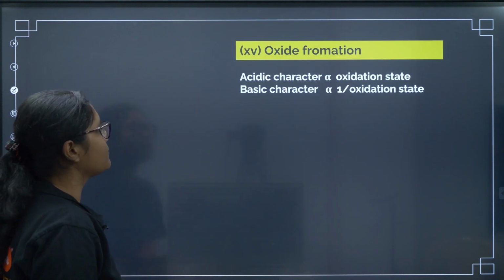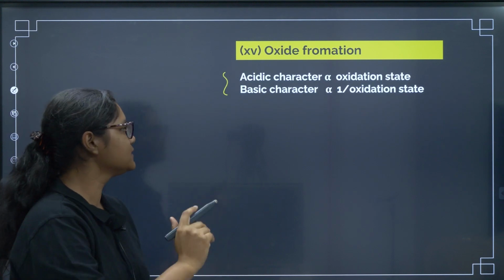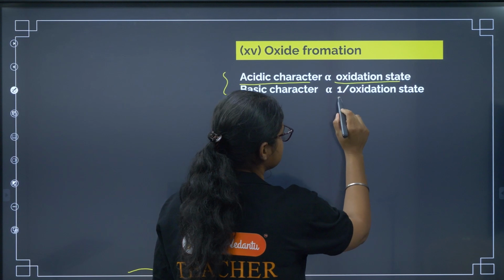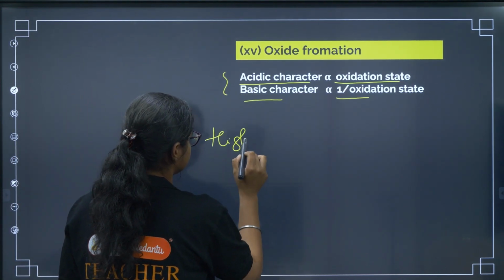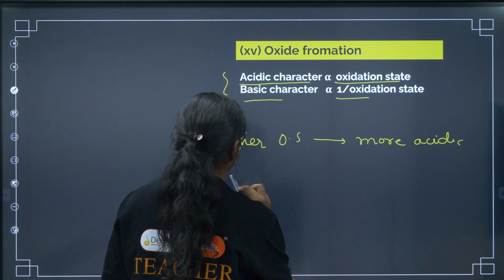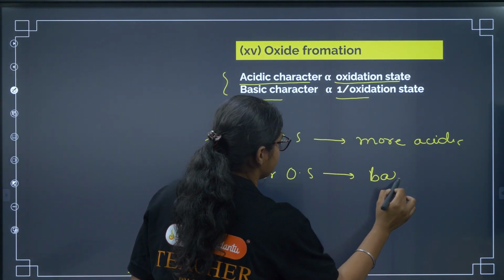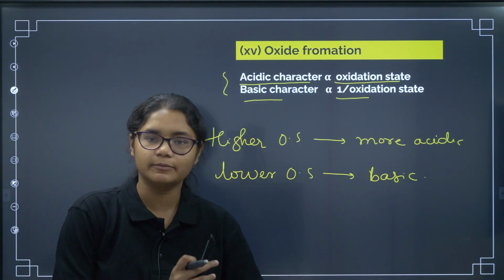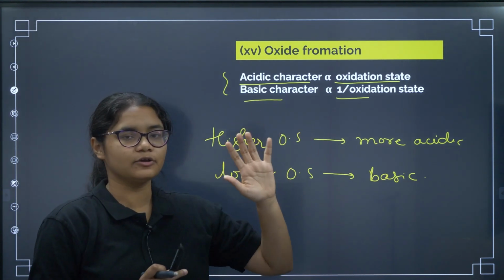Next property is oxide formation. Here you have to remember that a lot of oxides can be formed by transition elements. If the oxidation state is high, then the acidic character will be more, and if the oxidation state is less, then the basic character will be more. If a higher oxidation state is there, it will be more acidic, and if we have a lower oxidation state, then it will be basic. Here also questions are sometimes asked. Some oxide compounds will be given, and you have to arrange them in increasing or decreasing order of acidic or basic nature.